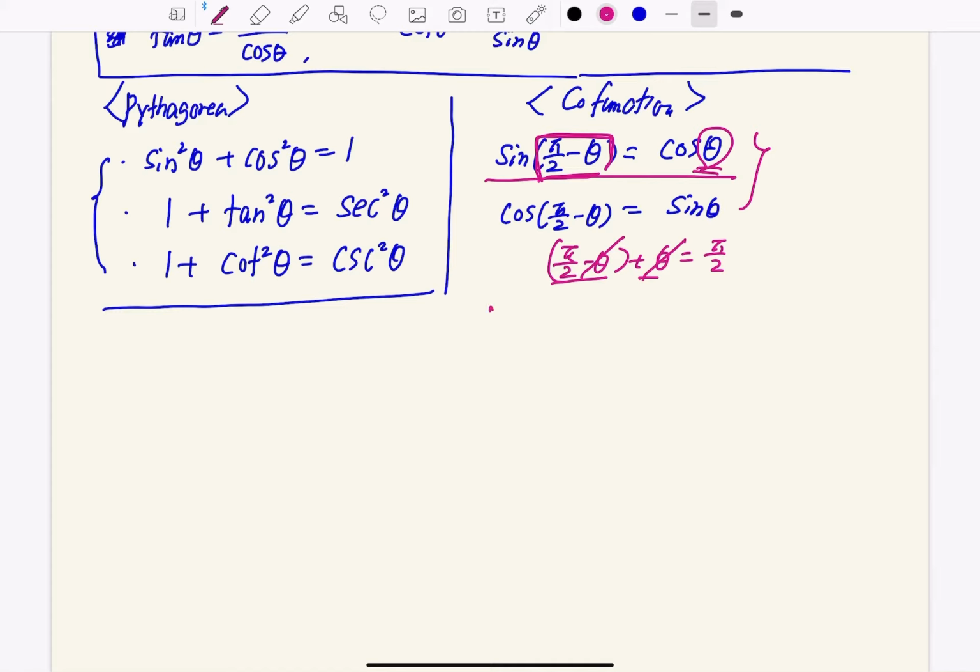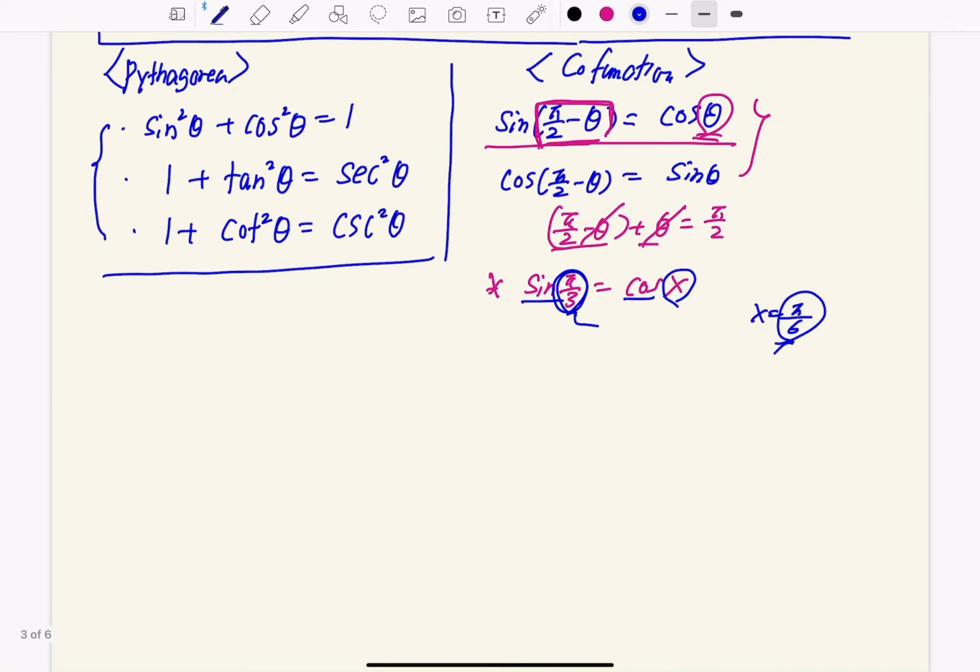Look at this. Sine pi over 3 is equal to cosine x. What is x in radians? I said, if angles are complementary, sine and cosine are the same. So x should be pi over 6, right? Because pi over 6, which is 30 degrees, plus pi over 3, which is 60 degrees, gives 90 degrees. So they are complementary, right?